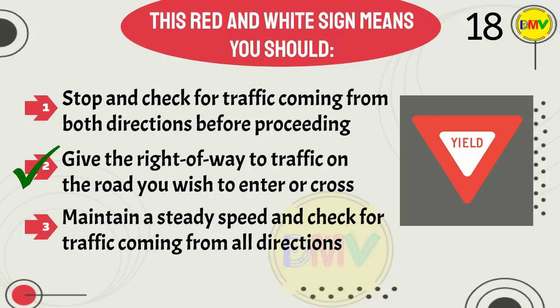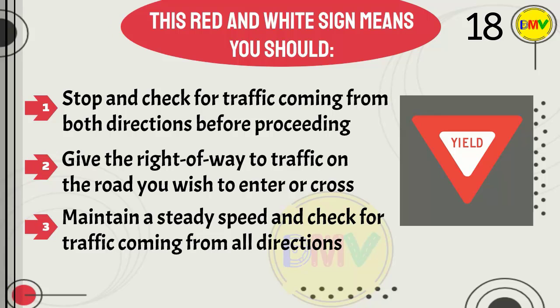The correct answer is 2. A three-sided yield sign indicates that you must slow down and be ready to stop, if necessary, to let any vehicle, bicyclist, or pedestrian pass before you proceed. In this case, you do not have the right-of-way.